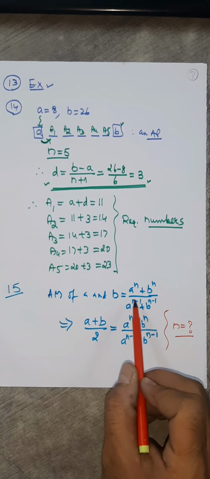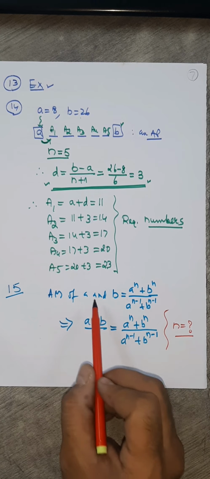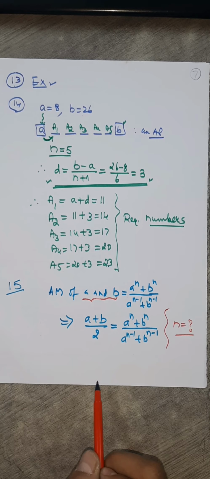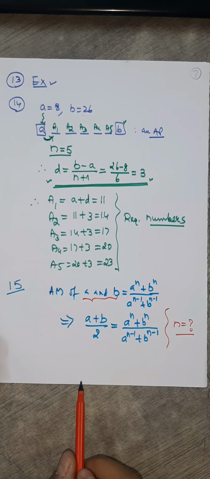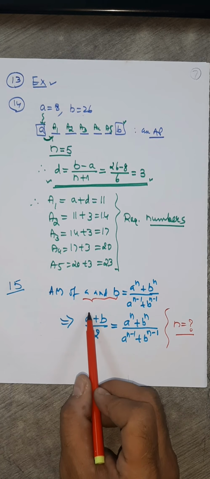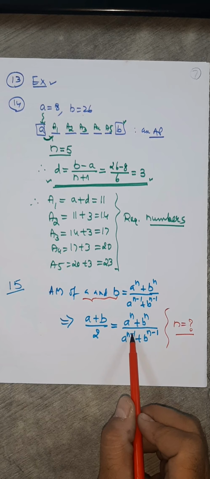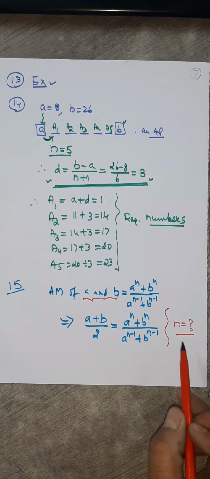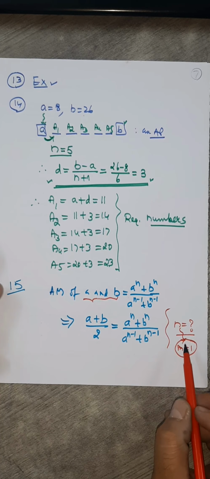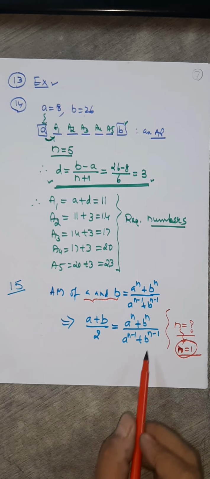Arithmetic mean of a and b is given by this: a raised to n plus b raised to n upon a raised to n minus 1 plus b raised to n minus 1. What's the formula for arithmetic mean? That is a plus b by 2. So we have this. Question is, get the value of small n. Now by just observation, you can answer what is n very easily. A raised to 1, b raised to 1, so n has to be 1. And here a raised to 0, because n is 1, so this is 1, b raised to 0 also 1. So just by observation, you can answer very easily that small n should be 1 only.